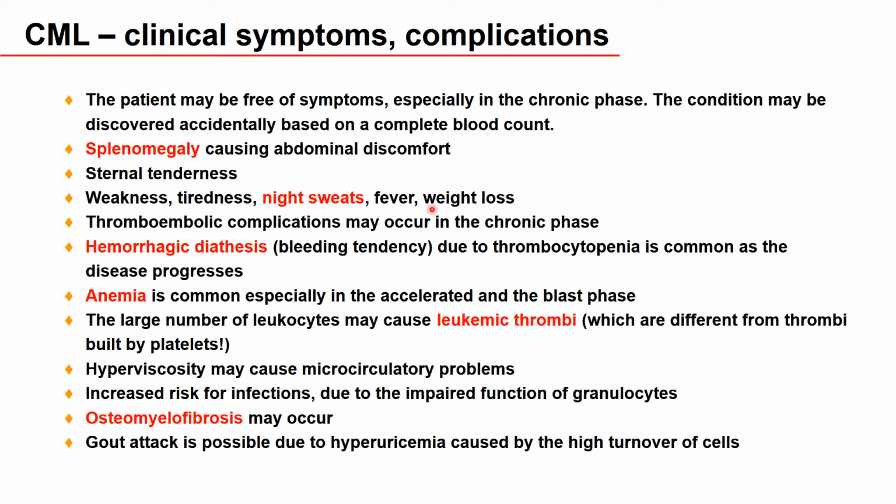loss can develop. Thromboembolic complications may occur in the chronic phase. Hemorrhagic diathesis, bleeding tendency, usually in an accelerated phase, can occur when the disease is progressing. Anemia, very similarly when we do see the accelerated or blastic phase. And a large number of leukocytes can accumulate in the periphery that can cause leukostasis, as I mentioned before.